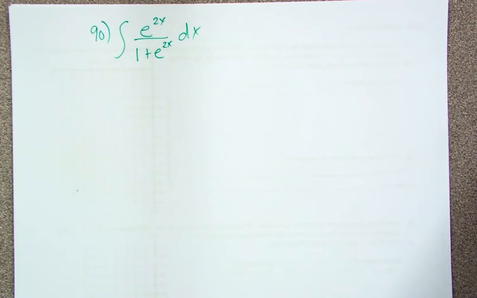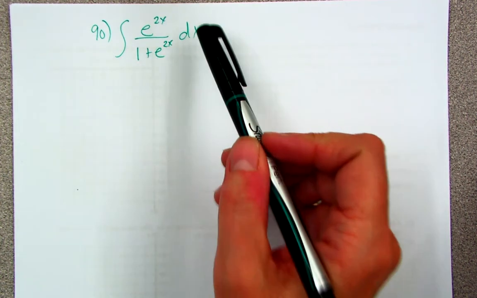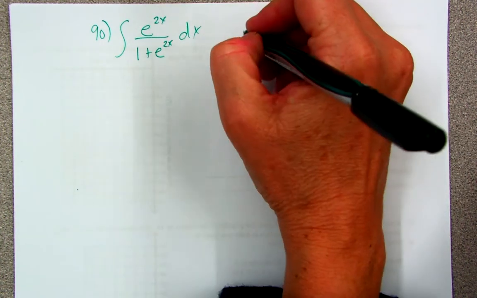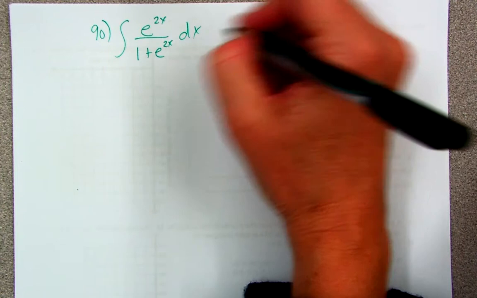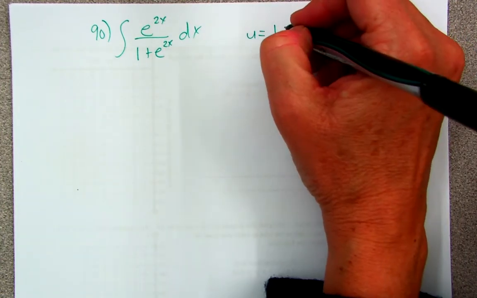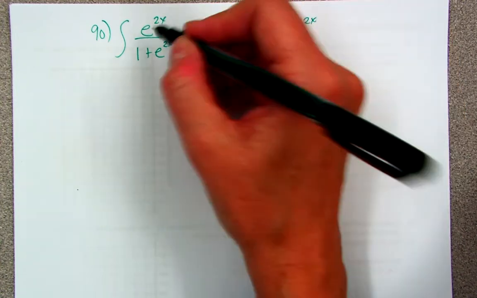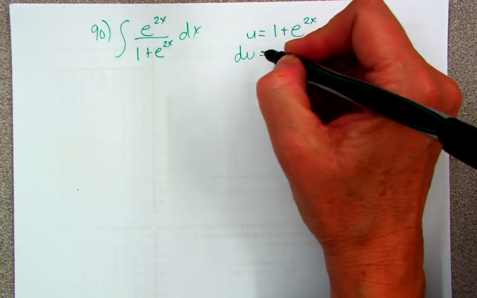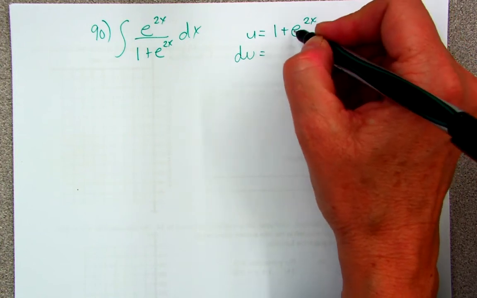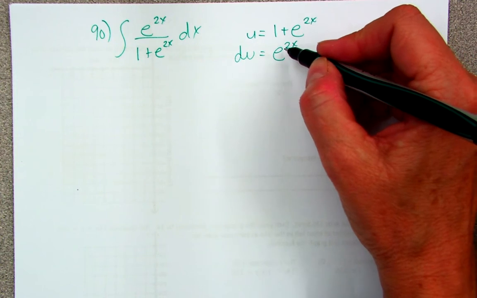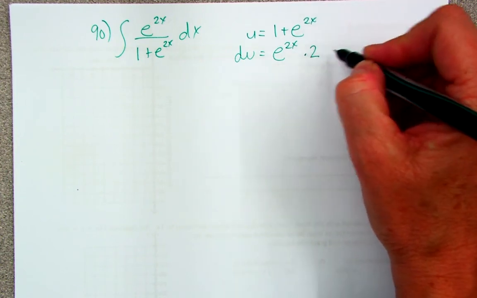So I'm supposed to do some integration. I'm going to integrate e to the 2x over 1 plus e to the 2x dx. Well, I'm going to go ahead and do some u substitution. I'm going to let u equal the whole entire denominator, 1 plus e to the 2x. I need to get rid of everything with an x. Let's see what happens. When I take the derivative, the 1 just goes to 0. When I take the derivative of e to the 2x, it's e to the 2x times the derivative of the exponent. That's the chain rule, times 2 dx.